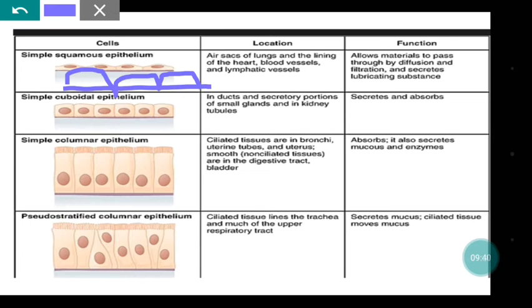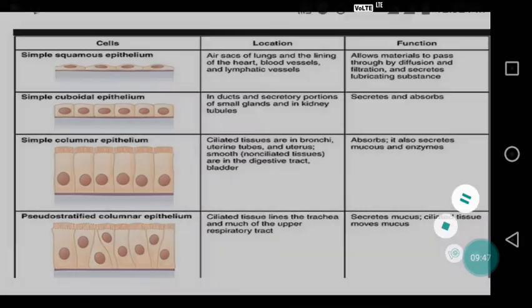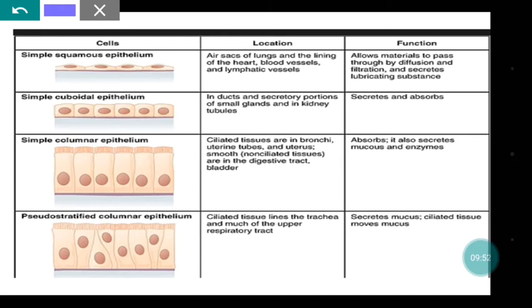So another type of epithelial cell is simple cuboidal epithelium. Simple cuboidal epithelium has a structure just like ice cubes. It is present in the ducts and secretory portion of small glands and in kidney tubules. So if it is present in the glands and the kidney tubules, its main function should be the secretion and absorption of molecules or ions.